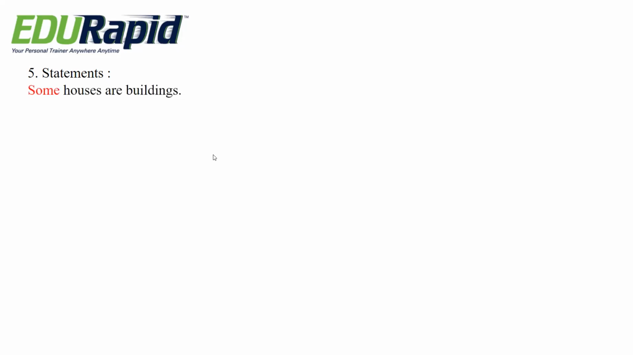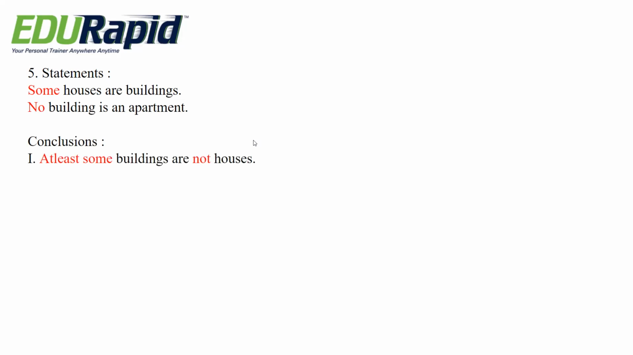First statement, some houses are buildings. No building is an apartment. First conclusion, at least some buildings are not houses. Second conclusion, no house is an apartment. Write down the Venn diagrams.